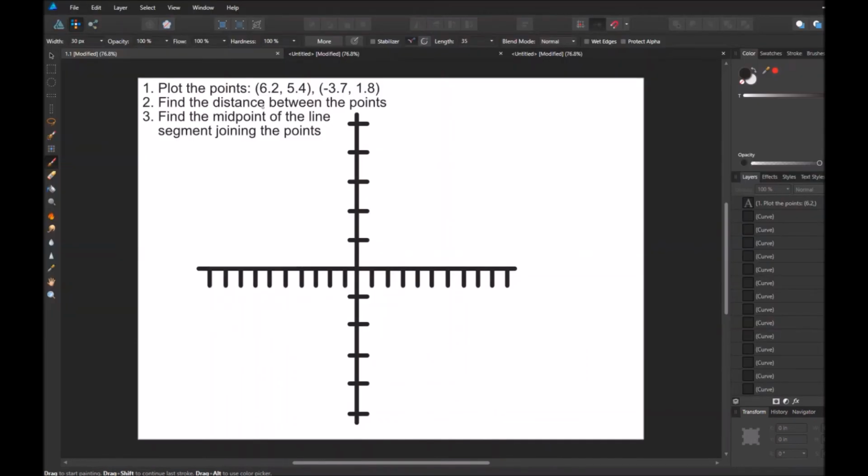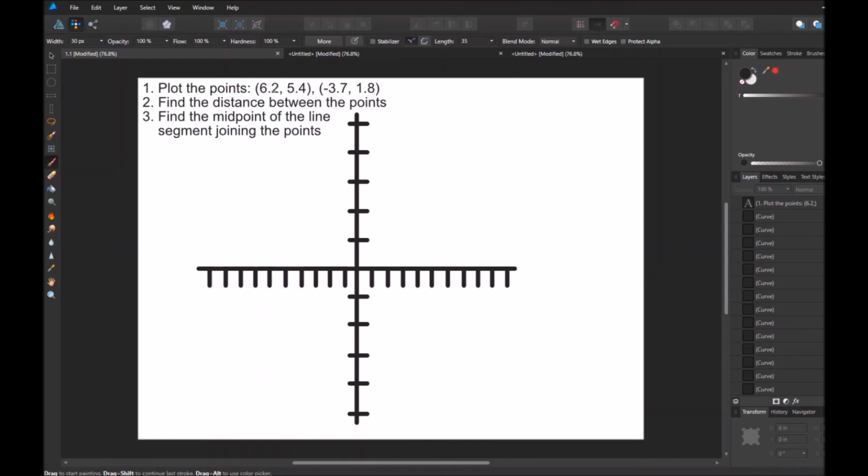Okay, so in this next problem we're given the exact same instructions, but again, just different points. And the points we're given now are 6.2, 5.4, and -3.7, 1.8. So pause the video, try this on your own, and then unpause it and we'll see how you did. So now that you've tried the problem and unpaused the video, let's step through this and see how it's done.